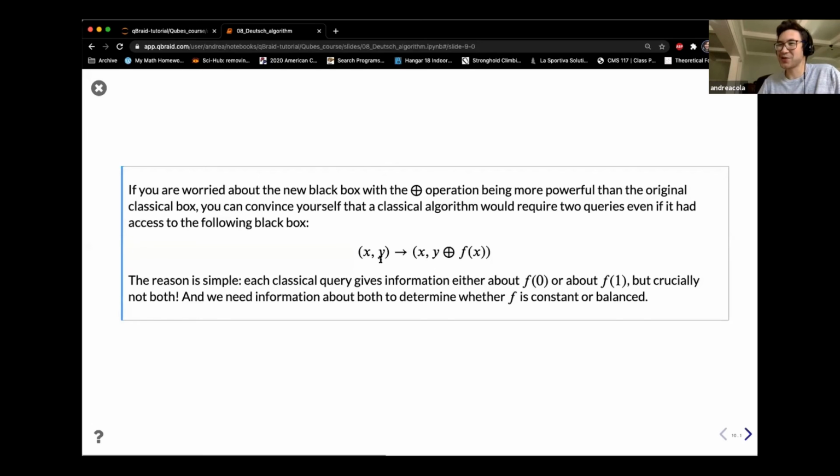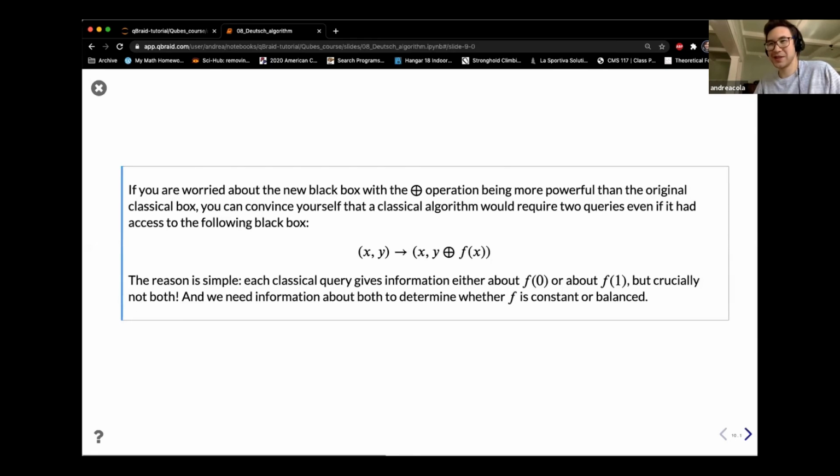You can input to this black box x and y, and what you get in return is x, and then y XOR f of x. Let's say we gave you access, even in the classical case, to this seemingly more powerful black box. Then you would still need 2 queries to this black box, even with the XOR operation. You still need 2 queries to determine with certainty whether f is constant or balanced.